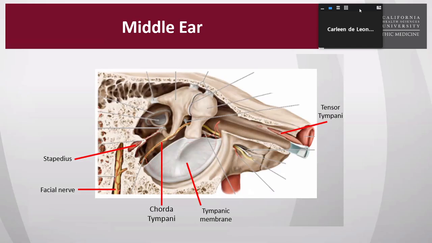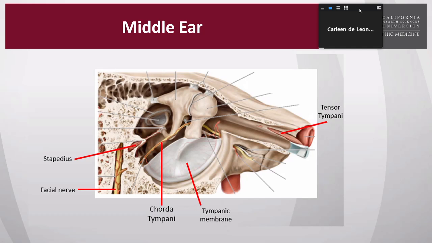All right. Okay, so moving on to the middle ear. This would be a really good picture to know and memorize. Perhaps if I was a test question, I might be somewhere out here. But we'll talk about the stapedius, the tensor tympani, facial nerve, chorda tympani, and the tympanic membrane.